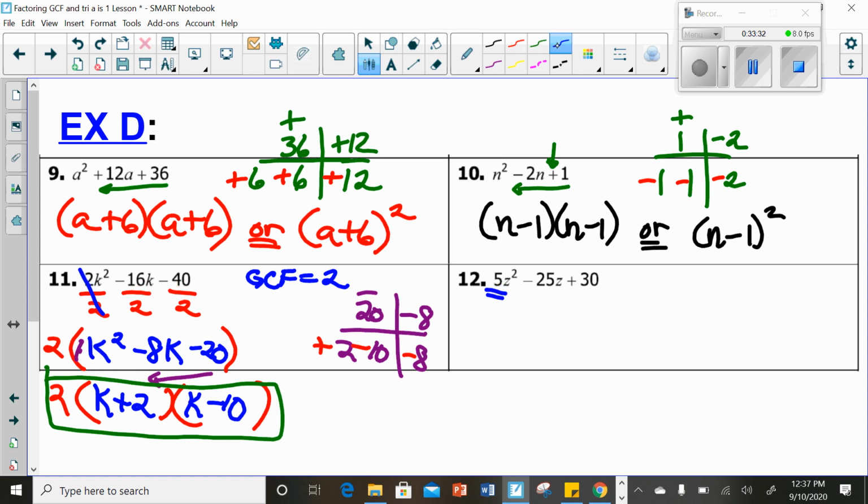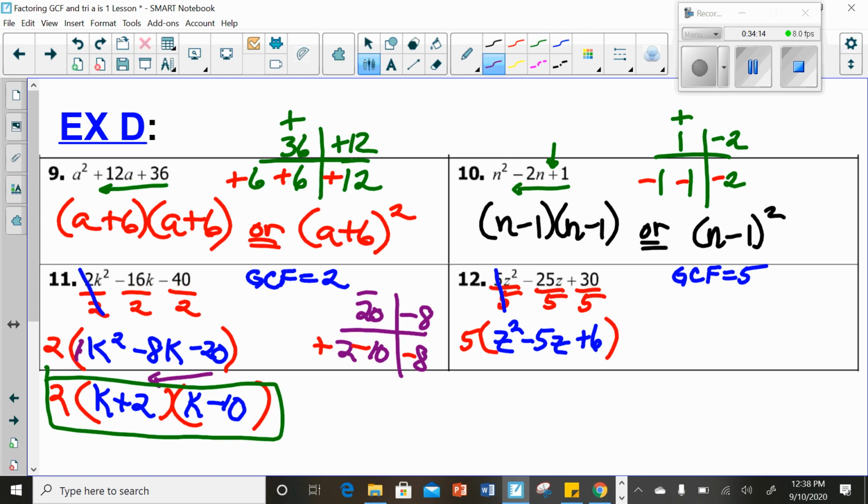Okay, so you should have discovered that the GCF was equal to 5. There are no variables that they have in common because the 30 does not have a z attached to it. So we're going to divide each of these by just a 5, and you're going to pull that 5 out in front and do your division. So these 5s are going to cancel, and you get z squared. Negative 25 divided by 5 is negative 5, and then don't forget about your z. 30 divided by 5 is positive 6.